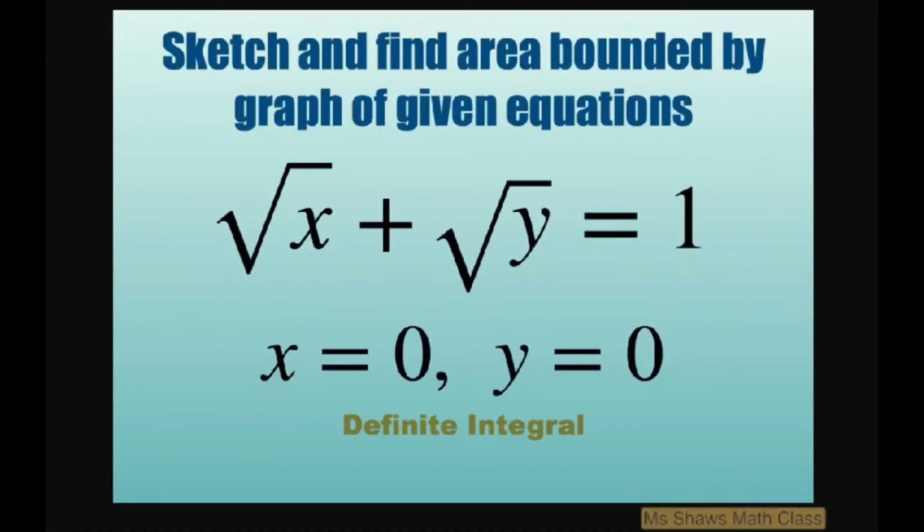Everyone, we're going to sketch and find the area bounded by the graph of the given equations: square root of x plus square root of y equals 1, x equals 0, and y equals 0.